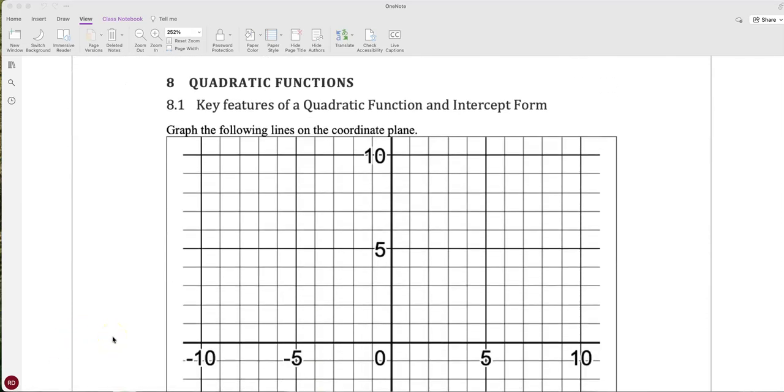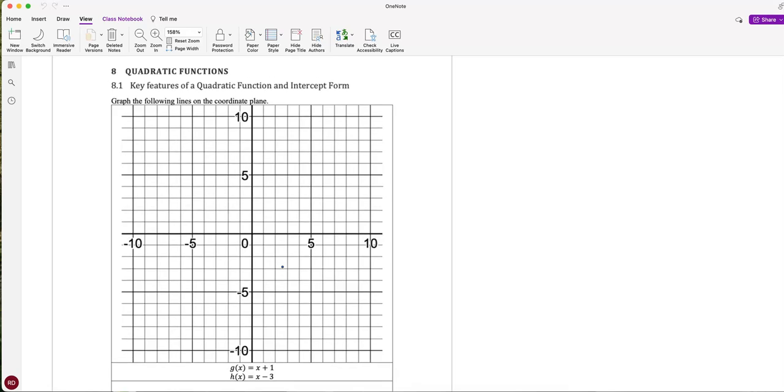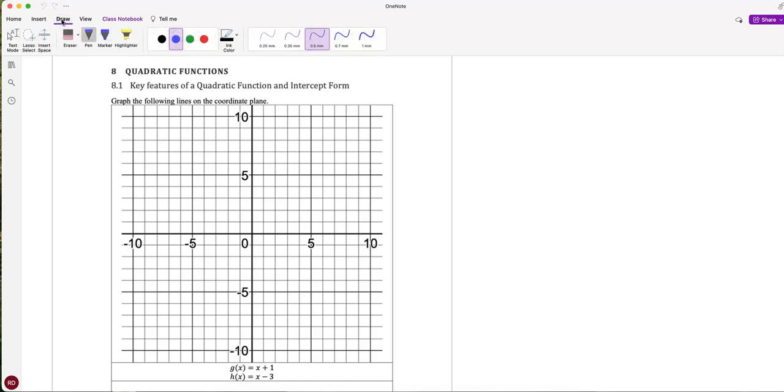Okay, Algebra 1. We need to talk about functions or key features of a quadratic function. Okay, so let's graph the following lines on the coordinate plane. g of x is x plus 1 and h of x is x minus 3. So to graph x plus 1, x plus 1 has a y-intercept of 1 and a slope of 1.